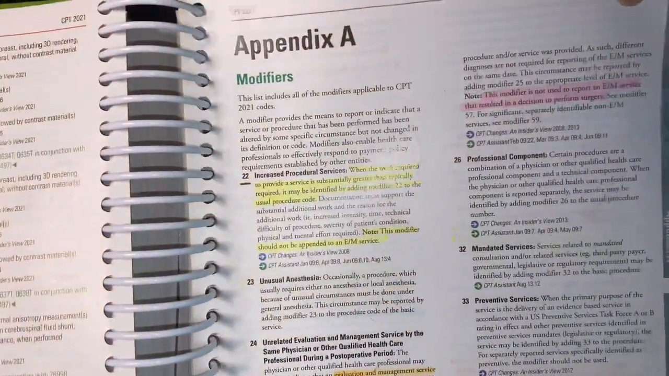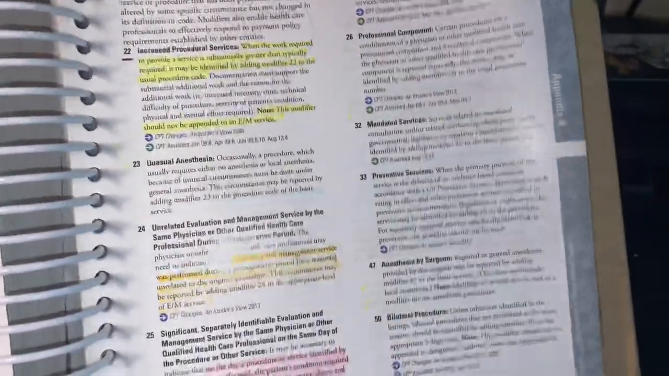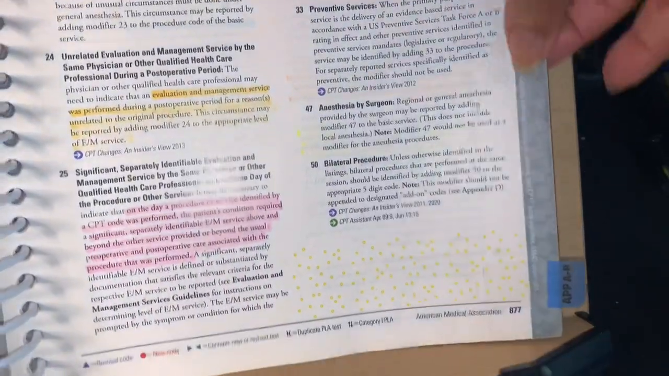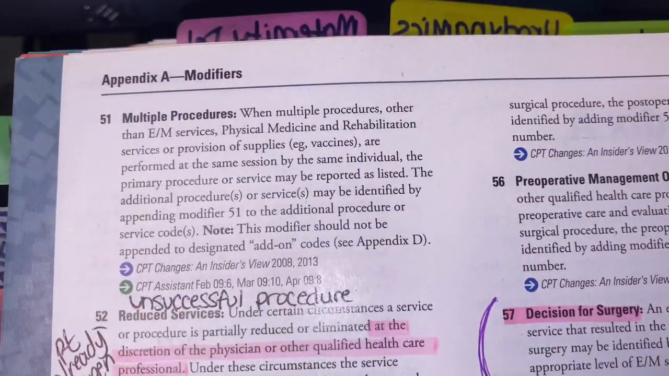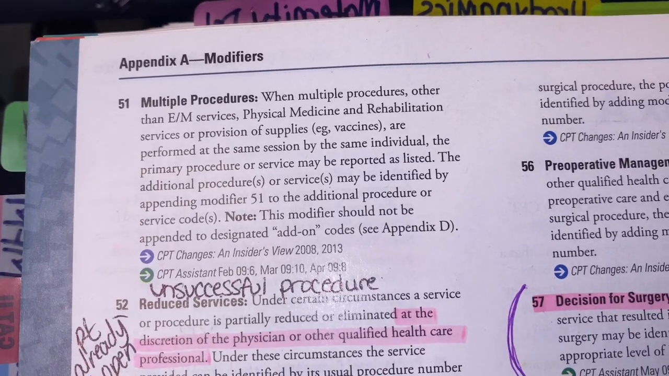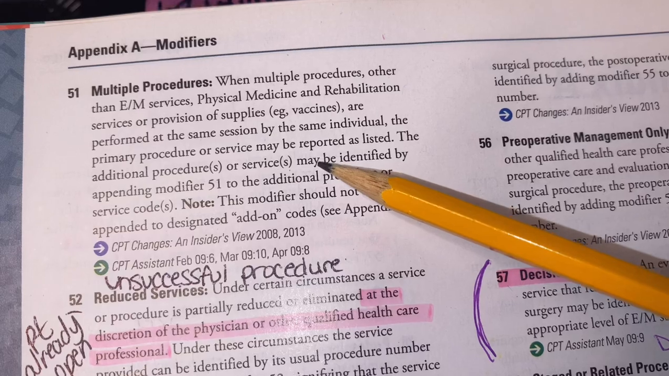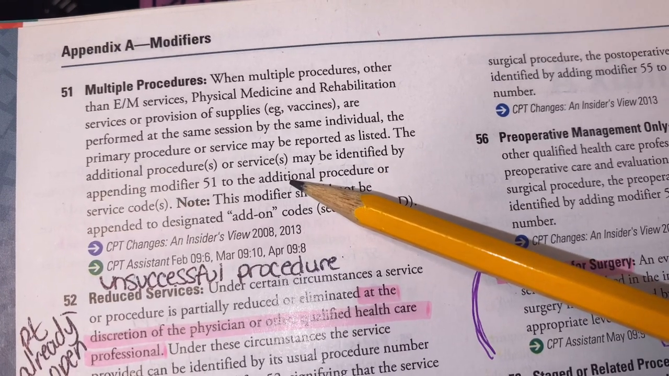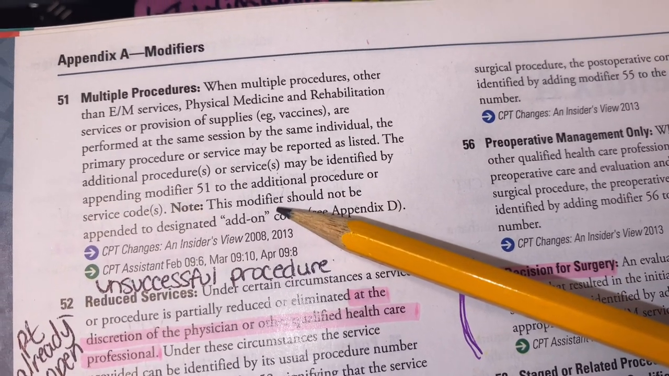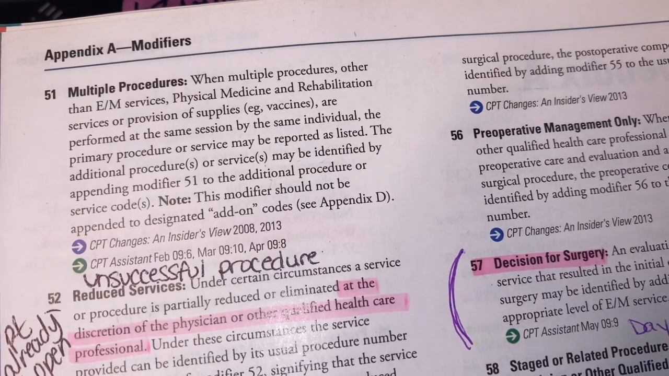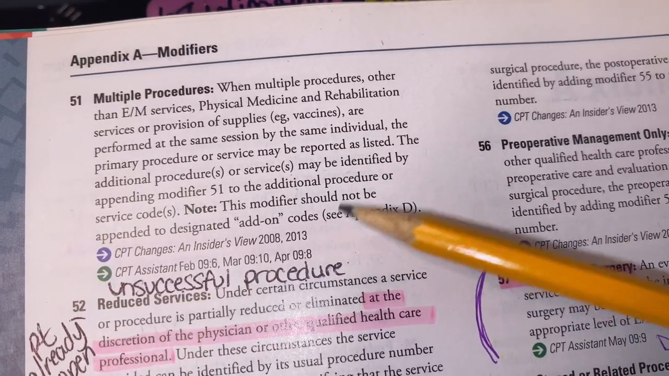So if I were to go over to my Appendix A section in my CPT, I'm going to turn the page because right there is where it says 51 for multiple procedures. And it says here, the additional procedure services may be identified by appending modifier 51. And yeah, you do not need modifier 51 on add-on codes.